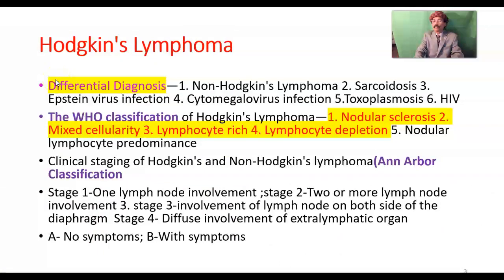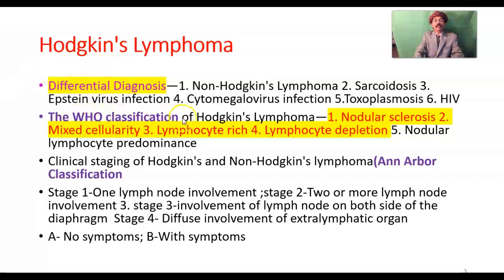Differential diagnosis of Hodgkin's lymphoma includes non-Hodgkin's lymphoma, sarcoidosis, Epstein-Barr virus infection, cytomegalovirus infection, toxoplasmosis, and HIV infection. In non-Hodgkin's lymphoma, we will not find Reed-Sternberg cells. So this is one of the differentiating points between Hodgkin's and non-Hodgkin's lymphoma. Also, mesenteric lymph nodes are mostly involved in non-Hodgkin's lymphoma.